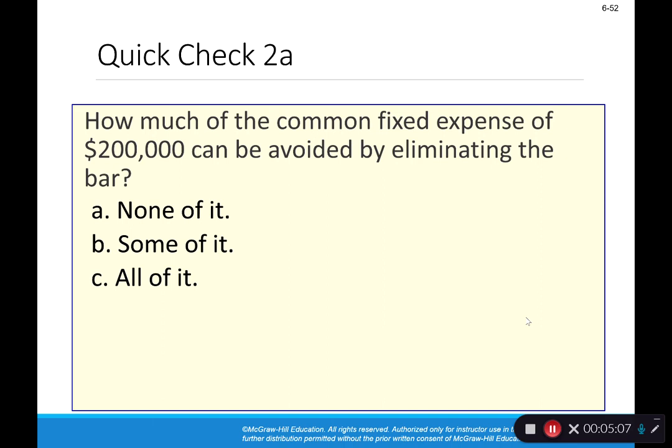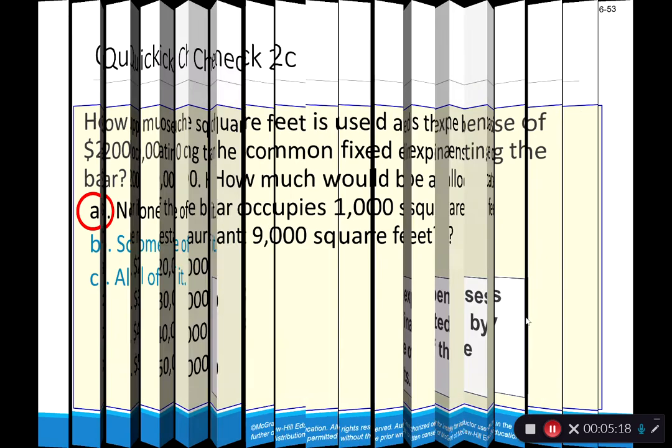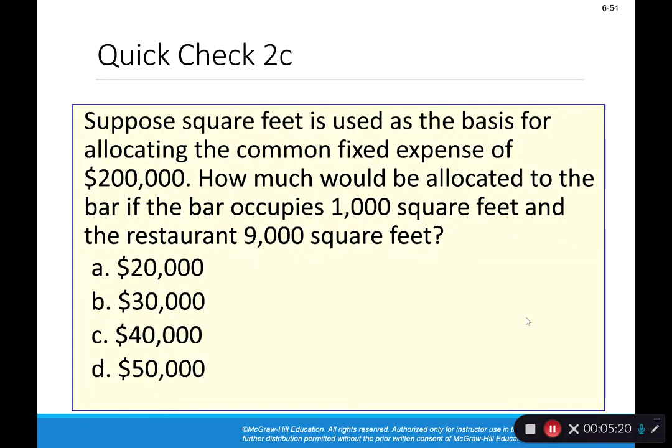And hopefully you said none, because common fixed costs can't be eliminated by dropping one of the segments. That's why they're common fixed costs. If we could eliminate them, they'd be traceable. Now suppose the square feet is used as a basis to allocate common fixed costs. How much would be allocated to the bar if it occupies 1,000 square feet and the restaurant occupies 9,000? So this is just a little math to do, so you can give that a try.